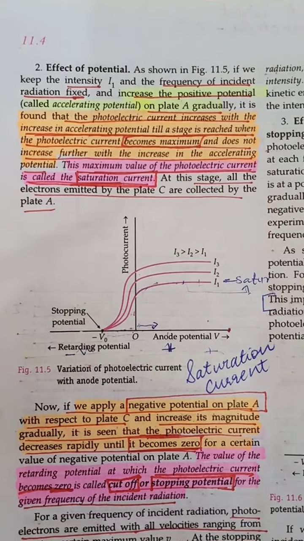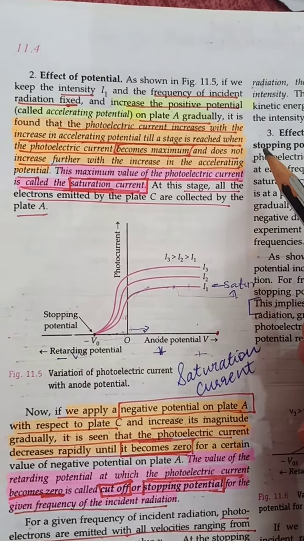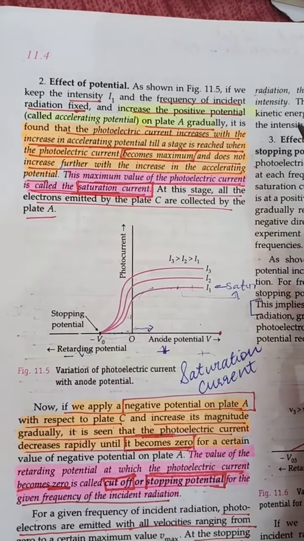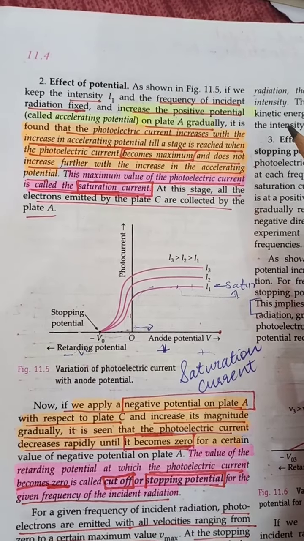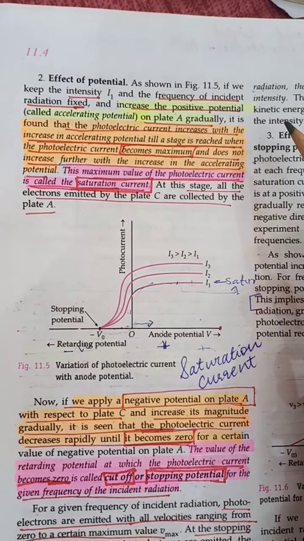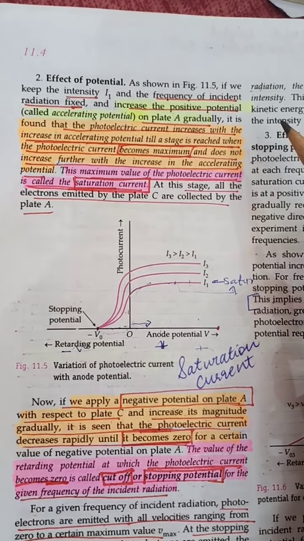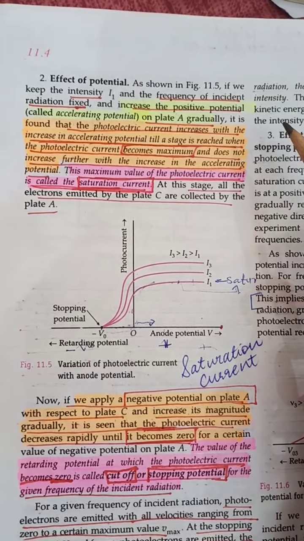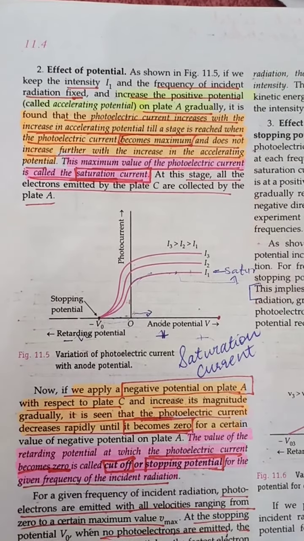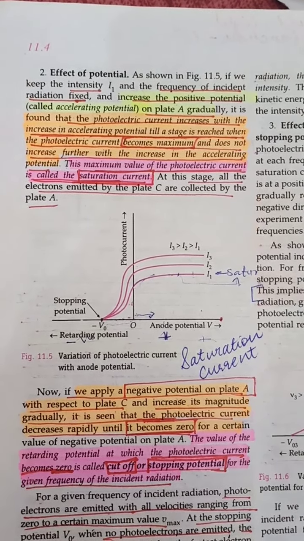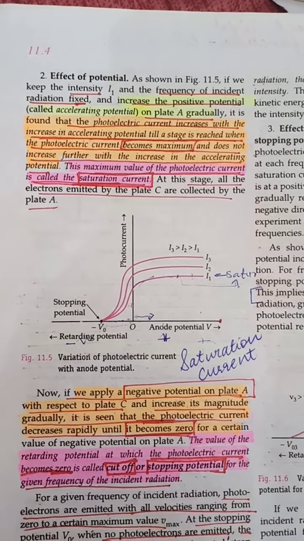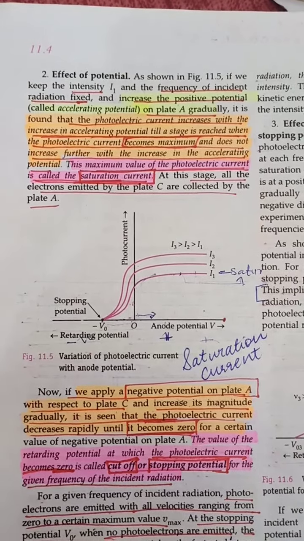Next is the effect of potential. If we keep the intensity I1 and frequency of incident radiation fixed and increase the positive potential, that is accelerating potential, on plate A, it is found that photoelectric current increases with increase in accelerating potential till a stage is reached when the photoelectric current becomes maximum and does not increase further with increase in the accelerating potential. The maximum value of photoelectric current is called saturation current.